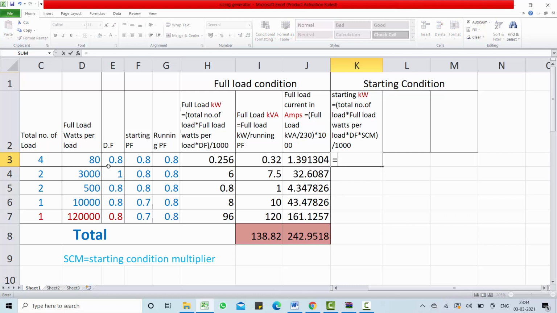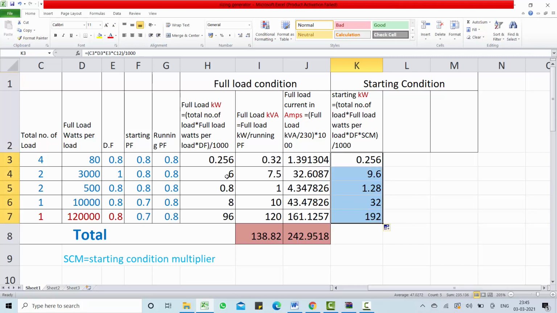Calculate for the first load. As usual, use the total number of loads, full load watts per load, diversity factor, along with the SCM, that is the starting condition multiplier. Calculate the starting load in terms of kilowatt. So we found 0.256, which is the same as the full load case, since it is a linear load. Calculate for the rest of the cases. There is a difference in the rest of the cases due to the non-linear as well as motor type of load.